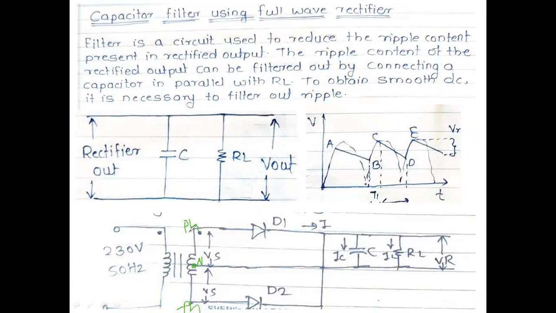So for the positive half cycle, diode D1 will conduct and the current will go through the load resistance and capacitor here now. The capacitor will charge during the increase of the output voltage, and when the output starts to decrease, on that situation it will discharge through the load resistance and come back to the neutral here now.